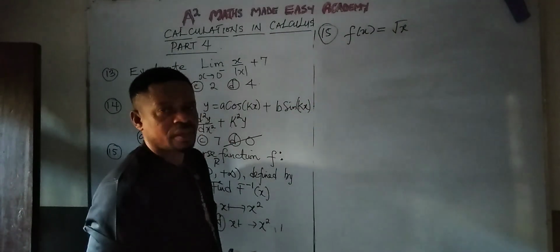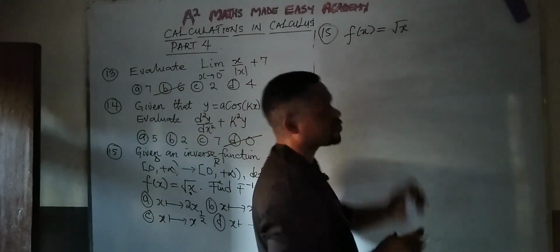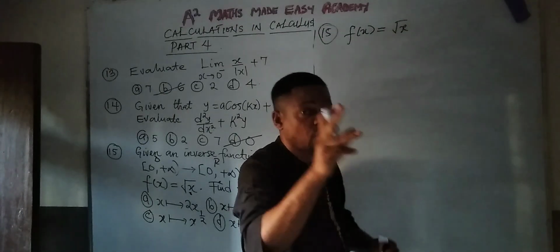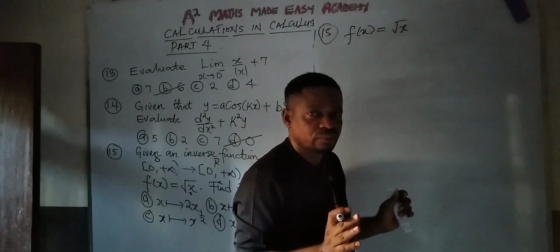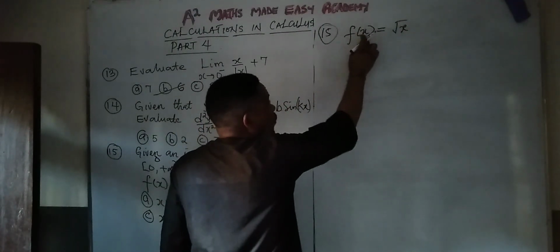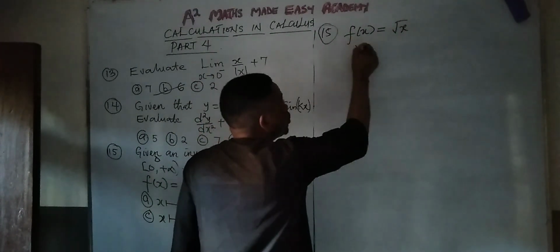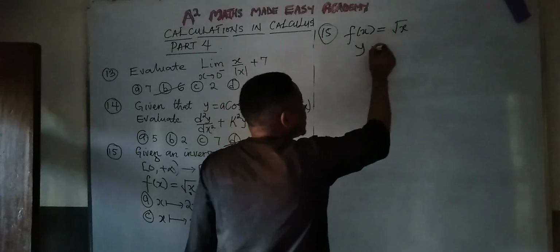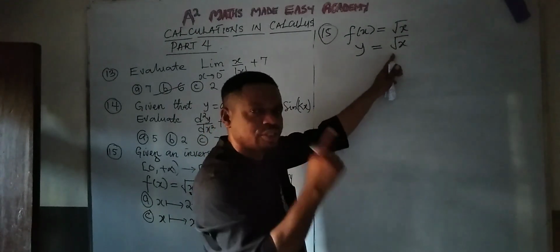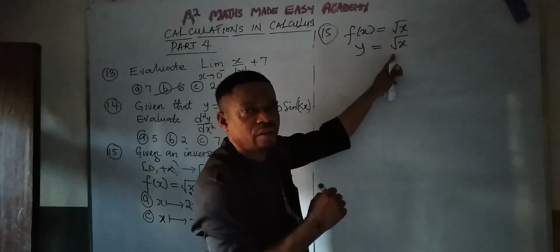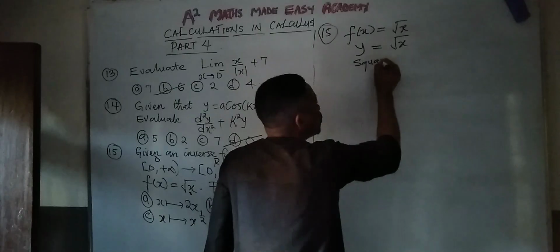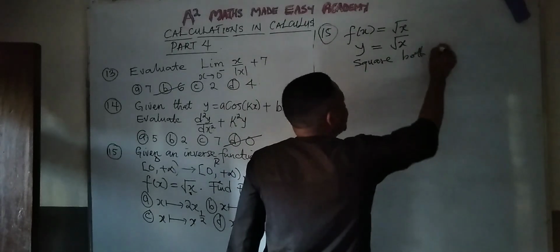Now, listen. Anytime you are looking for an inverse function, always make x the subject of the formula. That is all. Then how do we do it? First of all, do you know that there is another way of writing f(x)? We call it y, right? And this is equal to √x. My target is to make x the subject of the formula. How do I remove this square root? I will square both sides of the equation.